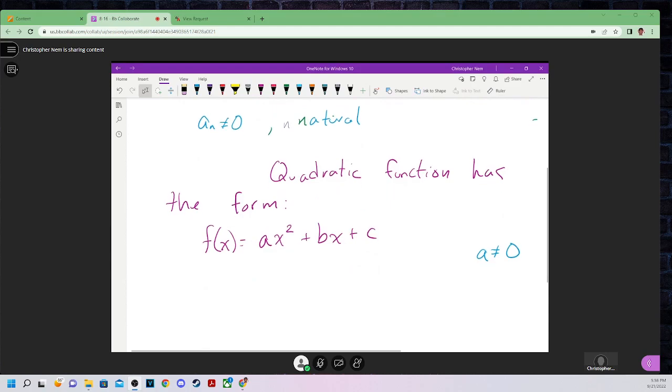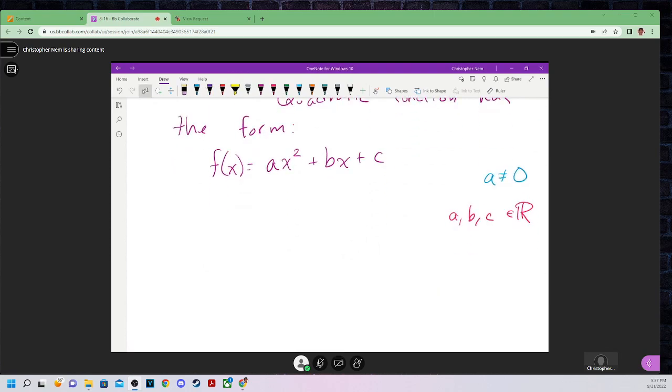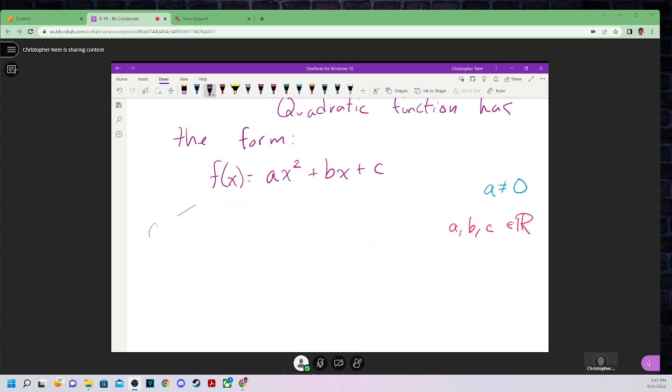We know this because if a was 0, then your degree, or your highest exponent, is actually 1, because this would be your leading term. And that's a linear function and not a quadratic. So we have this, and in particular, a, b, and c are real numbers. They're not variables, they're real numbers. You plug them in, or they're actual values that don't change. So we're going to call this general form. I like to call this general form because generally a quadratic function looks like this.